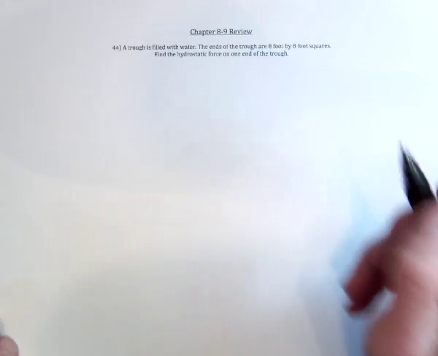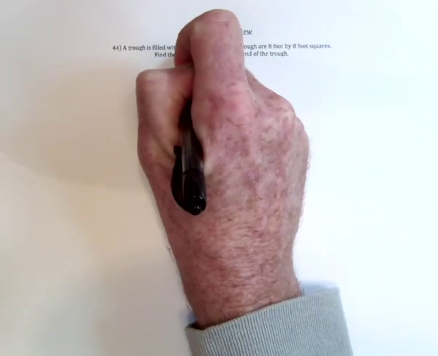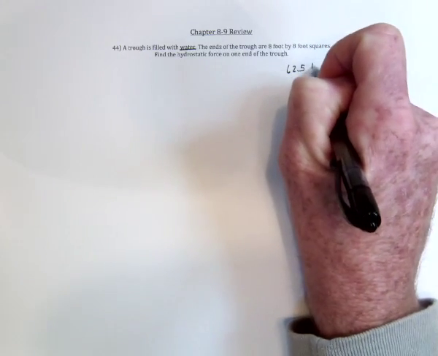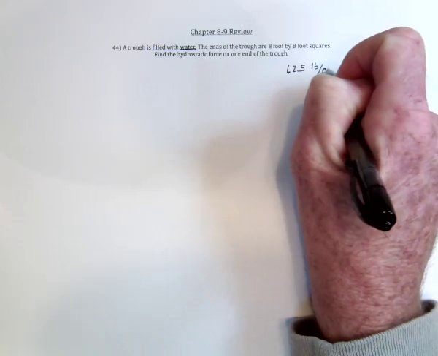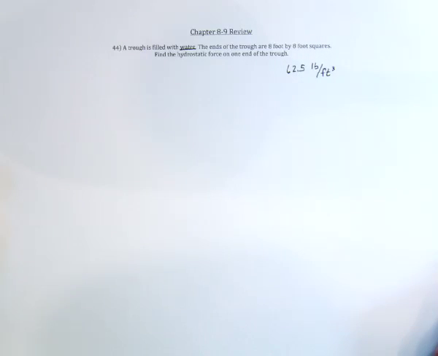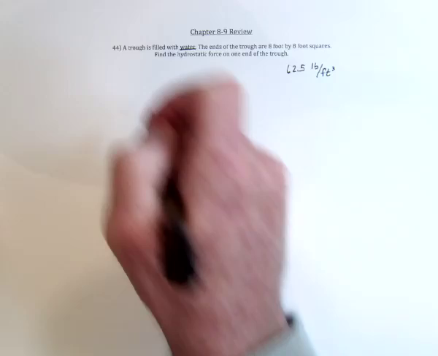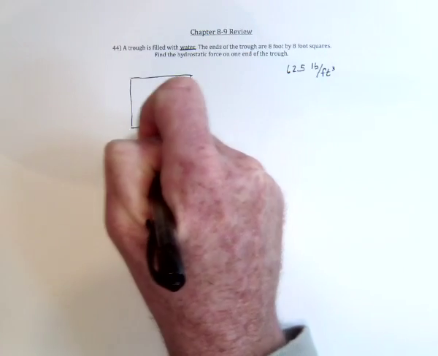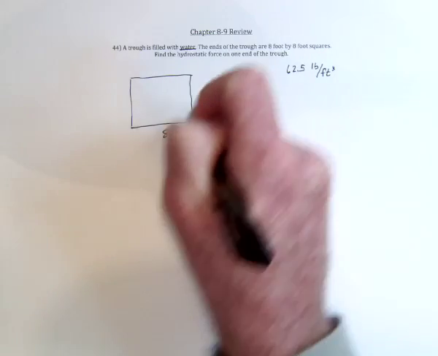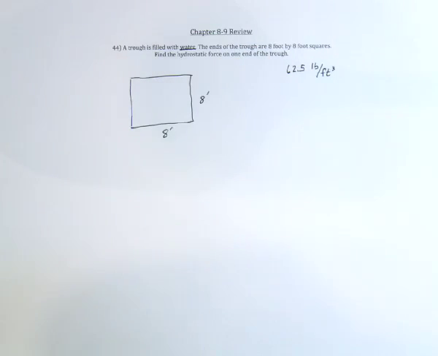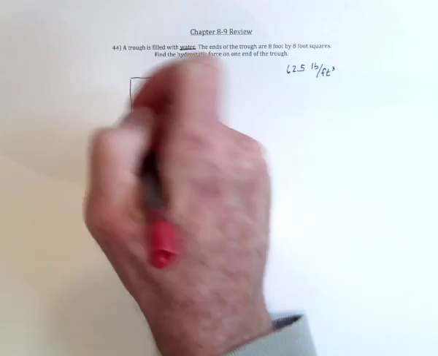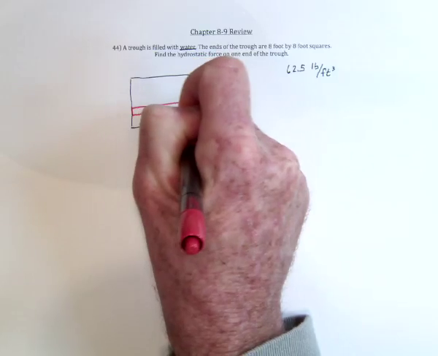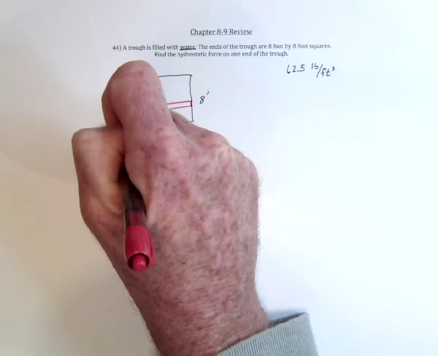Hydrostatic force: when dealing with water, we need to use the fact that water weighs 62.5 pounds for every cubic foot that you have. This trough is 8 feet by 8 feet. In theory, what you do is take a rectangular strip and find the area of this strip.